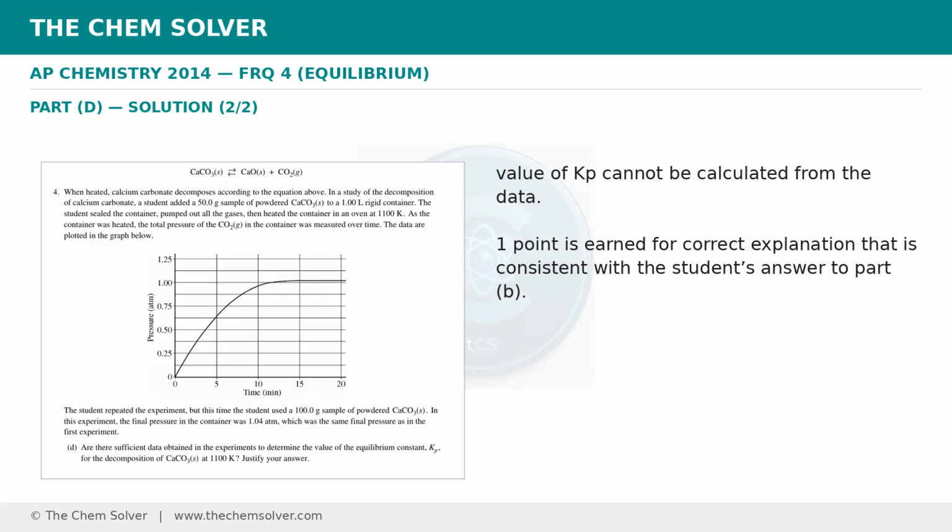Note, if the response in part B indicates yes, that all of the CaCO₃ had decomposed, then the point can be earned by stating that the system did not reach equilibrium in either experiment, and hence the value of Kp cannot be calculated from the data. 1 point is earned for correct explanation that is consistent with the student's answer to part B.